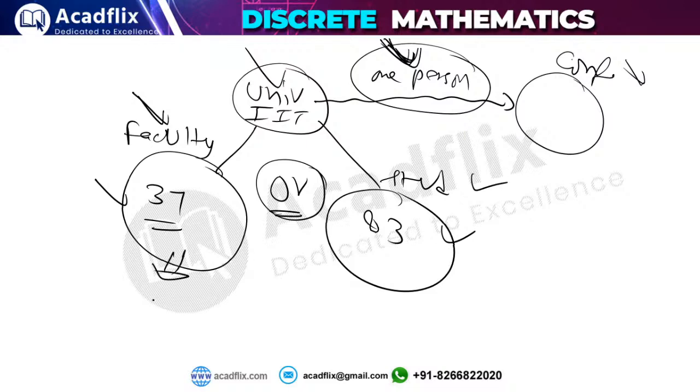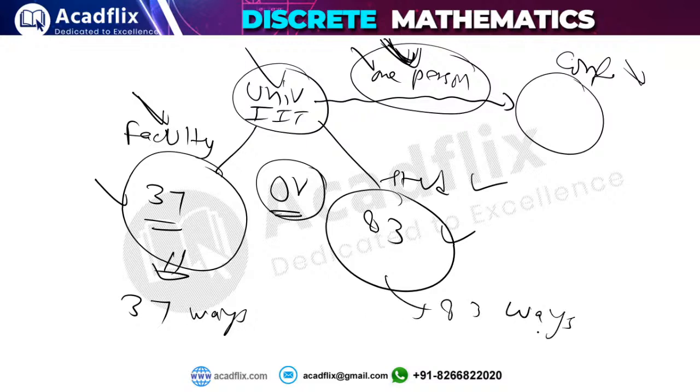How many ways are there to complete this task? There will be 37 ways, because there are 37 faculty and you want to select one faculty, because you want to send one person to the conference. So how many ways are there? 37 ways are there.